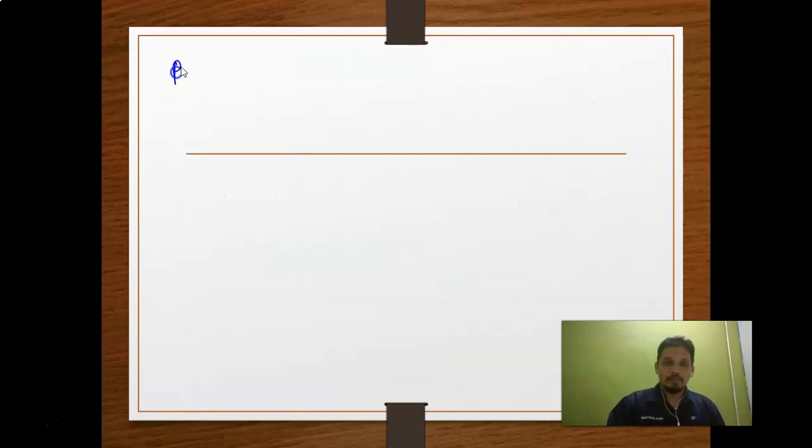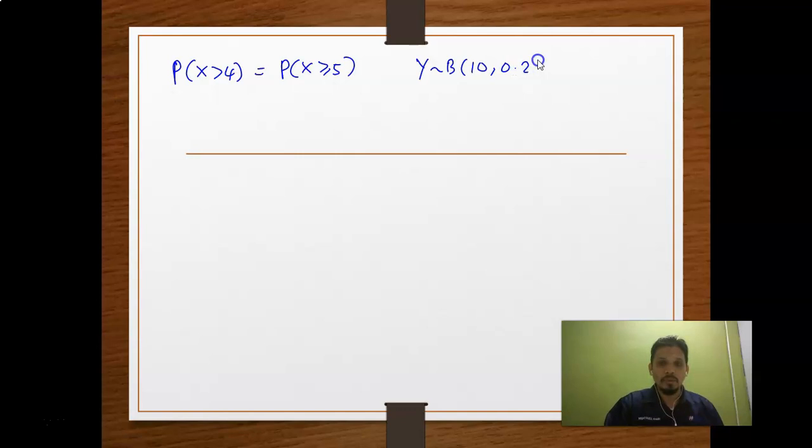Probability of x greater than 4. It does not include 4, meaning we look at the value after 4, which is 5. So the probability of x greater than or equal to 5. Again, using y binomially distributed with number of trials 10 and probability of success 0.2, refer to the statistical table again. Wait, for this one, sorry, it is an x here.